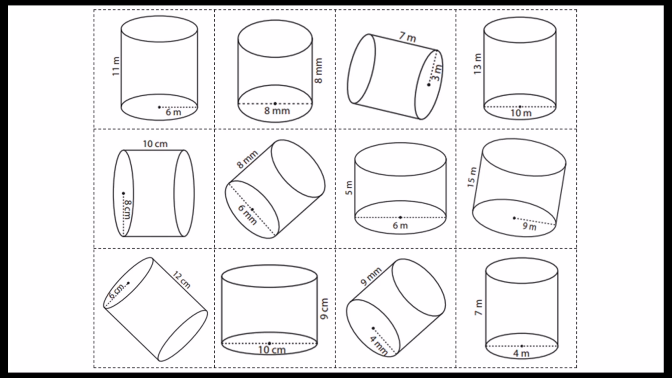So your final task is to work out the volume of all of the cylinders that are displayed on the screen right now. Again, take the time to consider whether you're given the radius or diameter of the circular face. Once you've done all of this, again you can check your answers against those that are uploaded to Show My Homework. Once you're happy that you've understood it all, please take a photo and submit it to Show My Homework so I can see how you've got on.